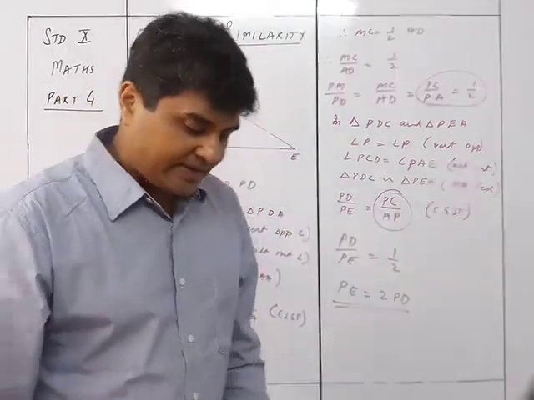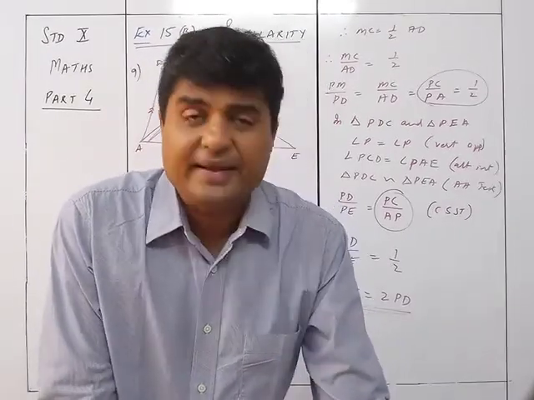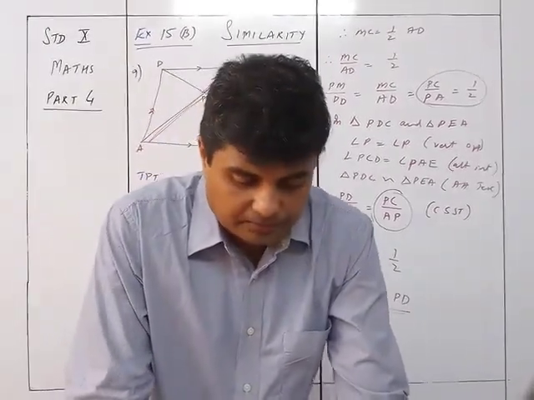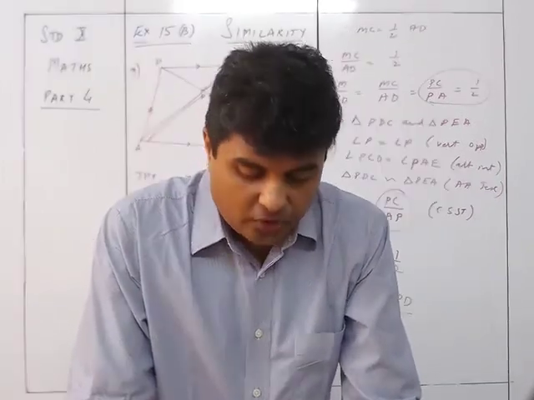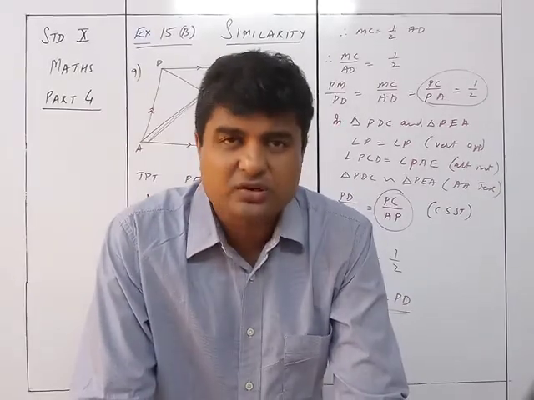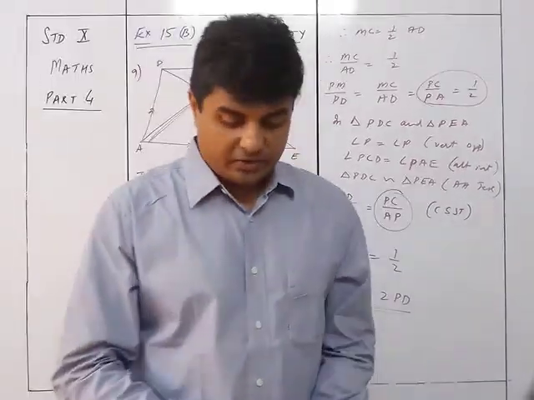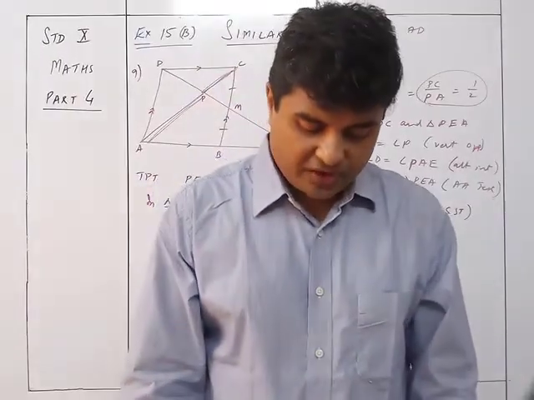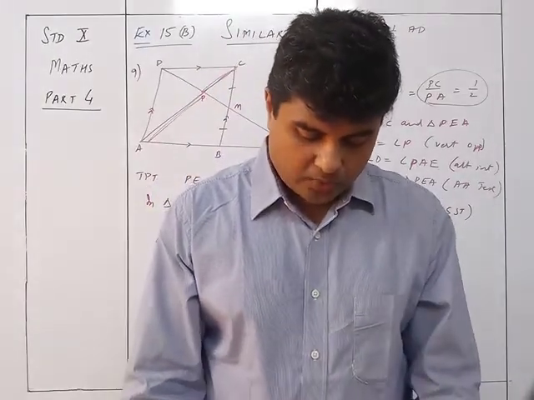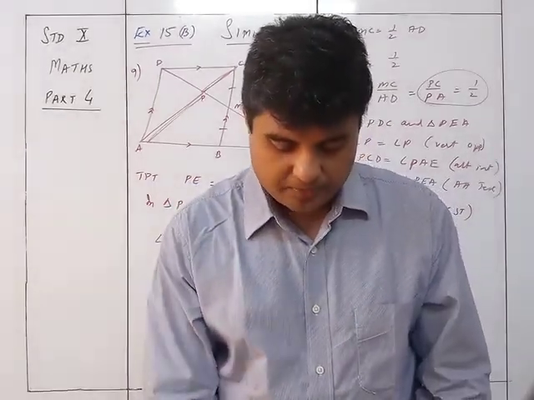Okay, so this was exercise 15B about similarity. We did not use much of the basic proportional theorem, but yes, you can use direct basic proportional theorem in certain cases, but as such it was similarity. So this was about exercise 15B. Now we will move on to exercise 15C, which is about the area, but in the next video.